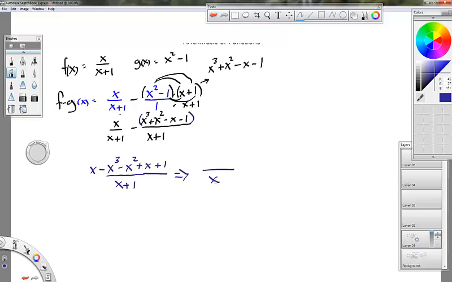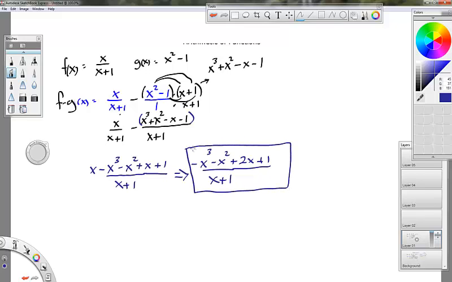So on the bottom, x plus 1. On the top, it's going to be negative x cubed minus x squared, and then plus 2x, because we got a positive x here and a positive x here, plus 1. So that would be our answer to f minus g.